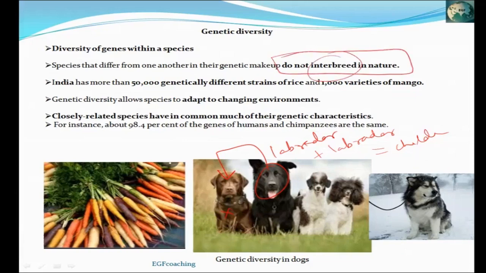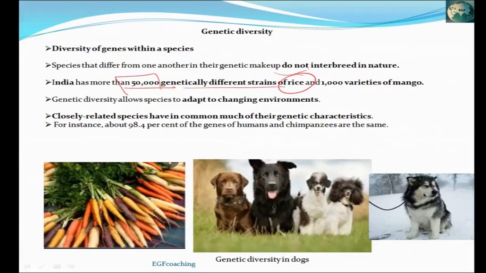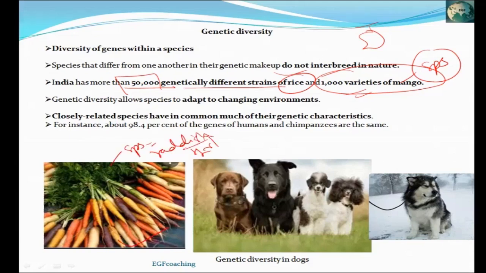In India, we have very high genetic diversity. For example, we have 50,000 genetically different strains of rice. We have 1,000 varieties of mangoes. It shows that mango is a single species and due to genetic variation in mango, 1,000 types of varieties are present. Another example is of radish. Due to its genetic diversity, we have different colors of radish. For example, red color, yellow, purple color. This is showing genetic diversity of radish.